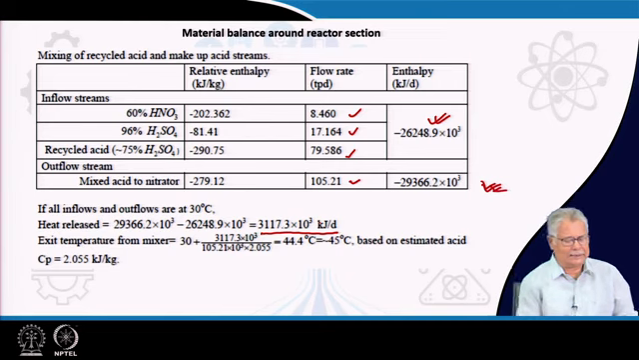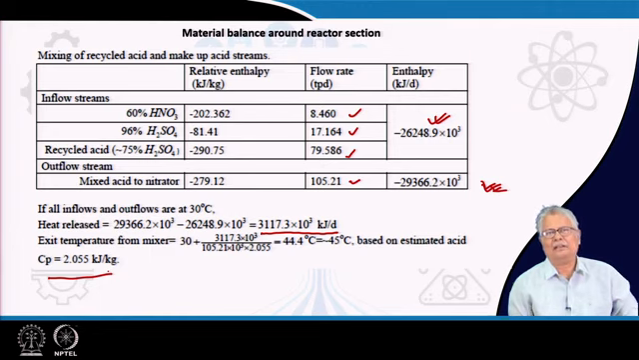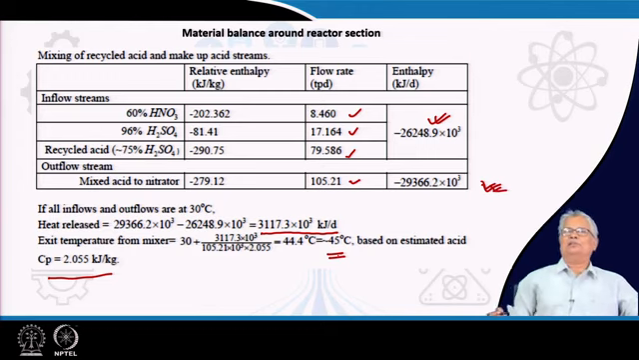Based on a specific heat of around 2.055 kilojoule per kg for your reaction mixture, the exit temperature from the mixture, assuming everything enters at 30 degrees centigrade, comes to around 45 degrees centigrade. That means it means one thing, that means your nitrator will be operating at a temperature of around 45 degrees centigrade, provided you are removing this much quantity of heat.